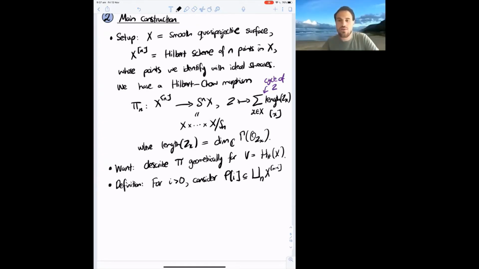Just to clarify, you have two different pi's going on, and the pi you want to describe geometrically is the Fock space, right? Yes, sorry about that. There's a lot of pi's in this talk. Yeah, so pi is the Fock space, and then when I write pi sub n, I'm talking about the Hilbert morphism. It's probably an unfortunate notation.